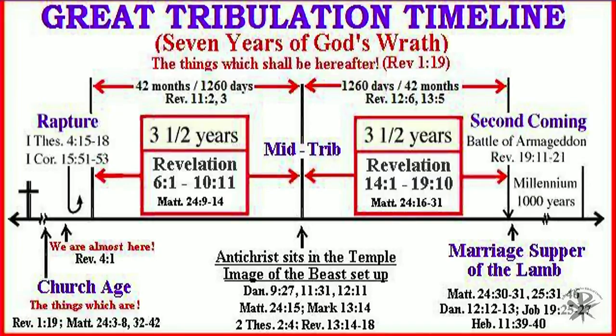They affect everything. They affect the environment. They affect the people. They affect the animals. They affect everything. There is nothing that escapes the effectiveness of the bowl judgments. That's why they come just before the second coming. That too occurs then over 1,260 days, 42 months, or the latter 3.5 years. And then the second coming.